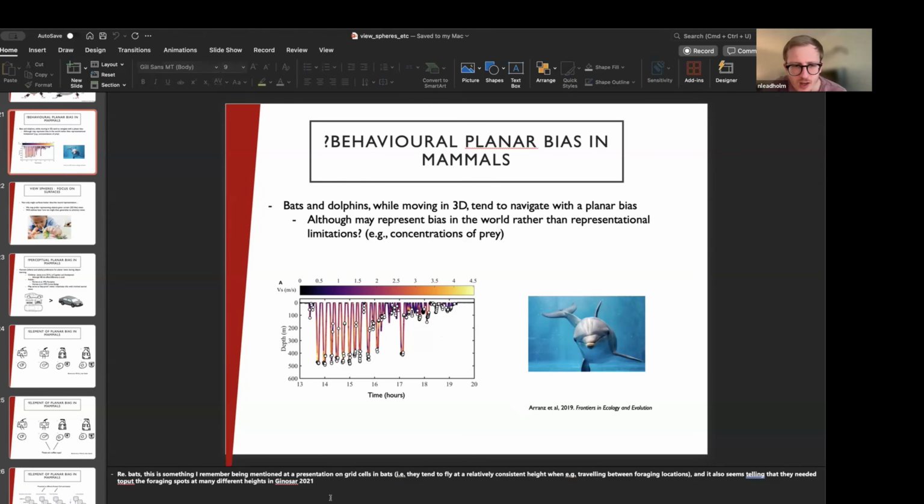And I just remember when I was at a conference and there was a presentation about grid cells in bats. I think he said the same thing, that they basically tended to fly around this room at similar heights. Unless they were going somewhere in particular, they didn't spend loads of time going up and down, up and down, up and down.